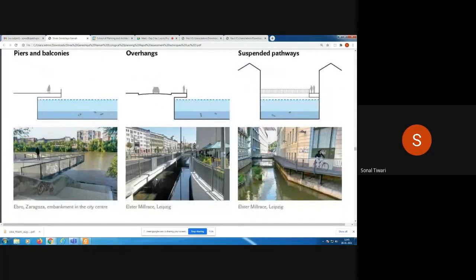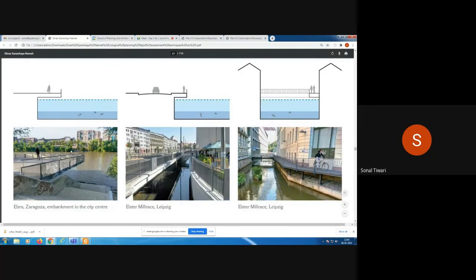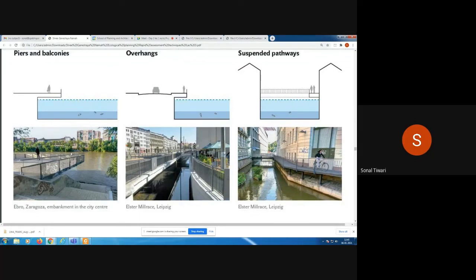Floating bridges, decks, suspended pathways, balconies, overhangs are some other techniques, but again they are only present in a few places. These are only to be recommended in areas of very high urban density, where still one wants to have a neat edge.